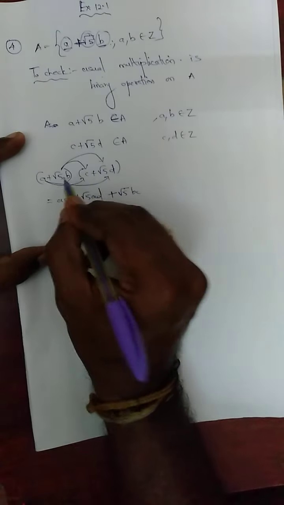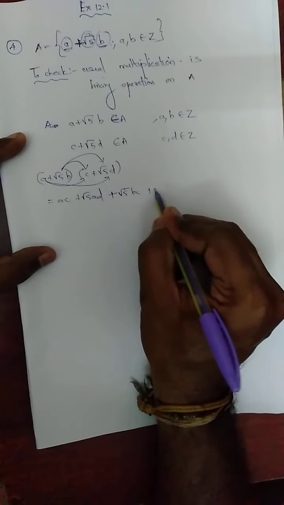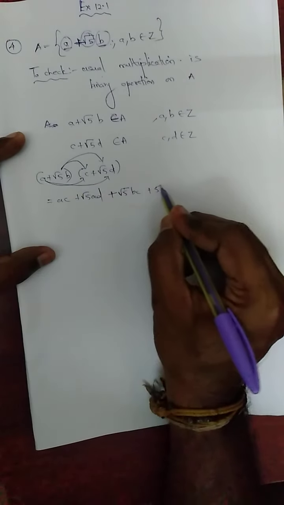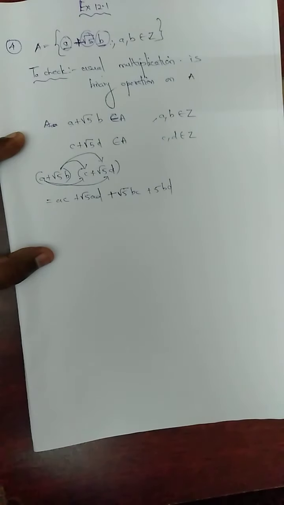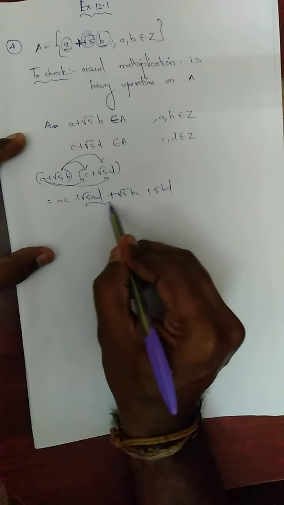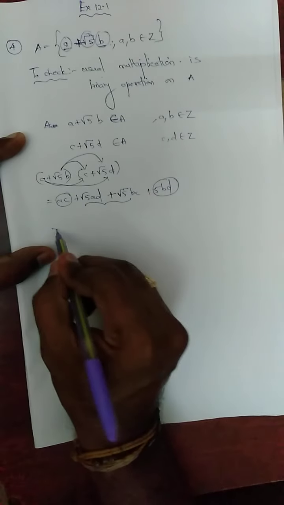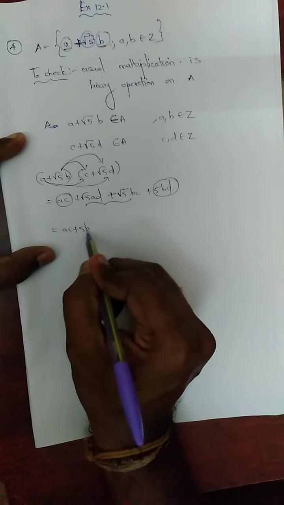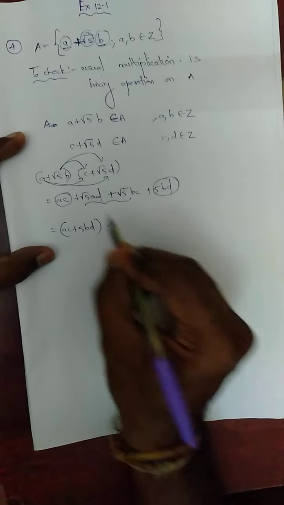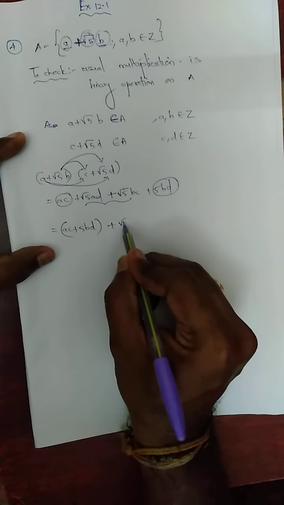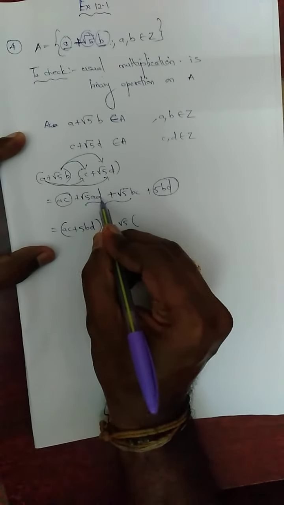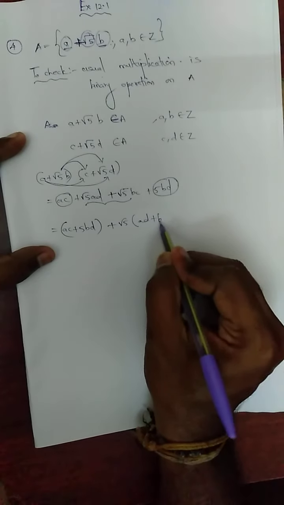Next, this one: square root of 5 into square root of 5 is nothing but 5. b into d is nothing but bd. So arrange it properly. This square root of 5 I am going to arrange separately, and ac and 5bd I am going to arrange separately. Nothing but ac plus 5 into bd plus, see here, this square root of 5 is common here, so take square root of 5 outside: ad plus bc.